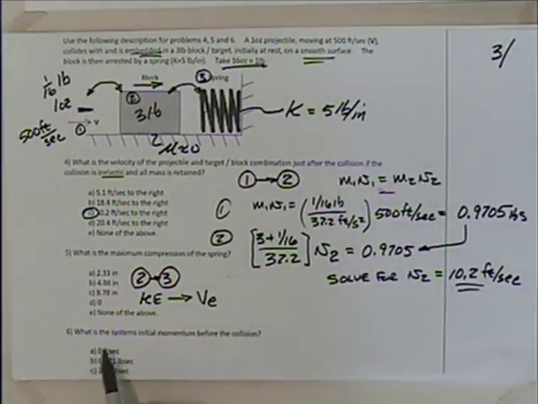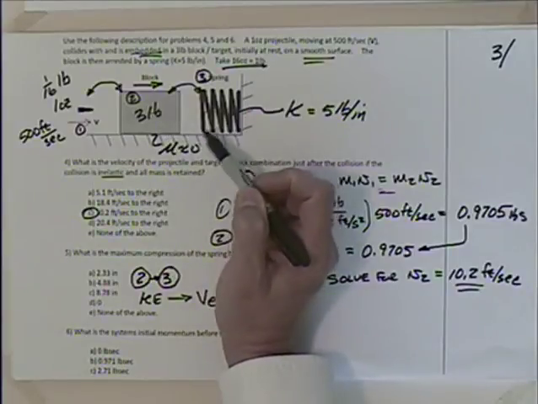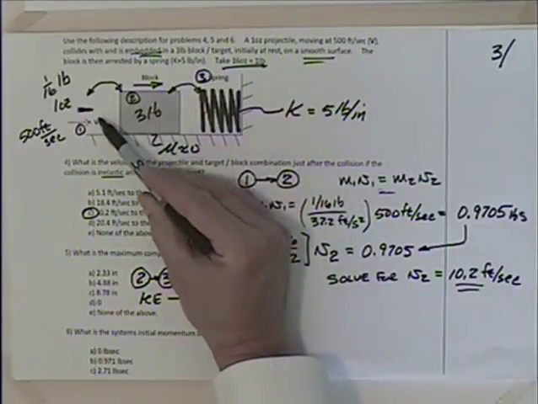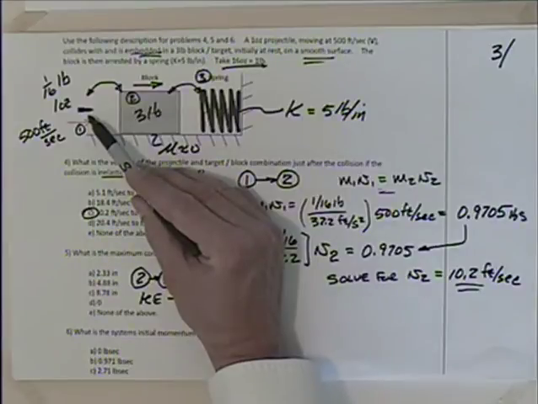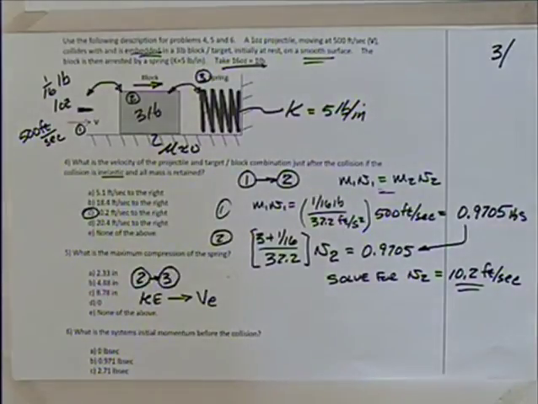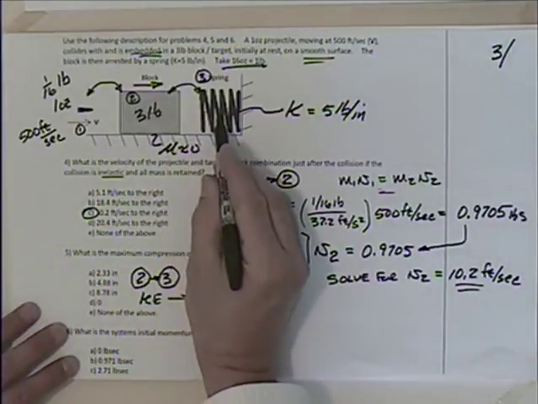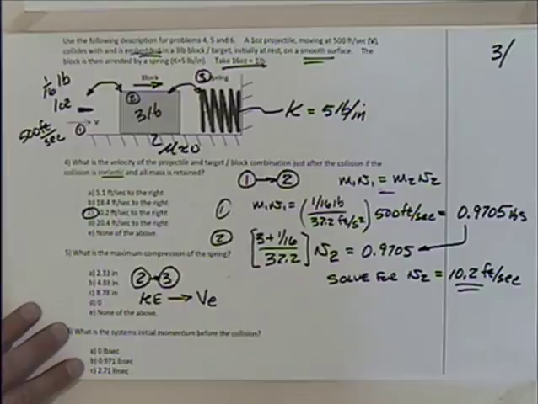Maybe we'll hop down here and look at 6. What is the system's initial momentum before the collision? Let's see. Well, we said this block was at rest. The spring wasn't moving around. So the only thing that we had was the momentum of the projectile, right? Yeah. So we had no momentum in the block, we had no momentum in the spring, so we only had the momentum of the projectile, so this is the answer right there.